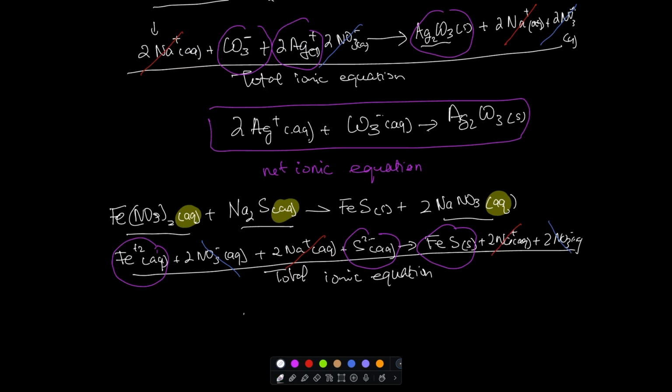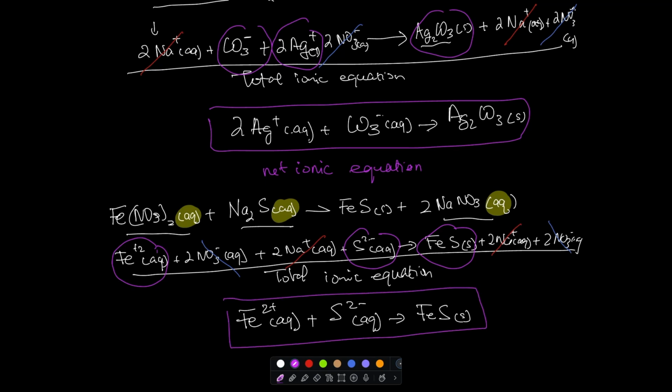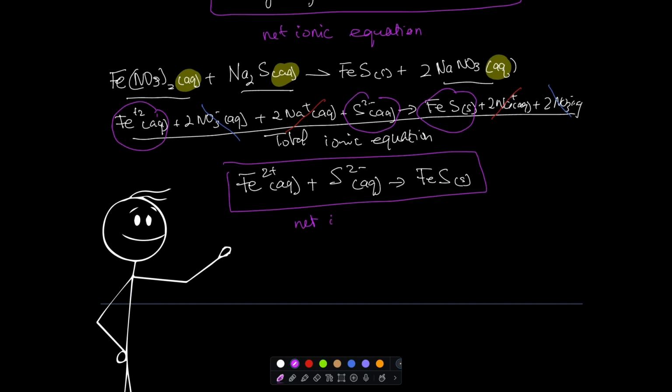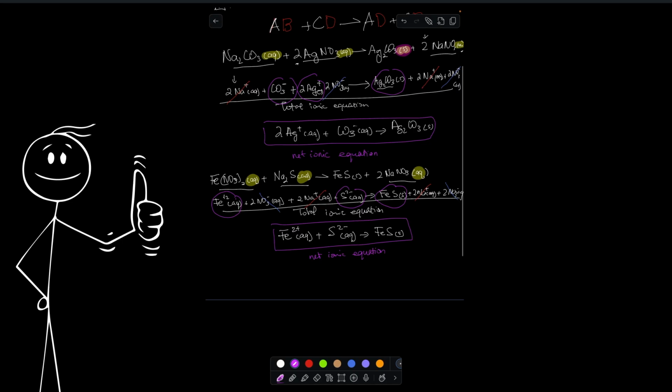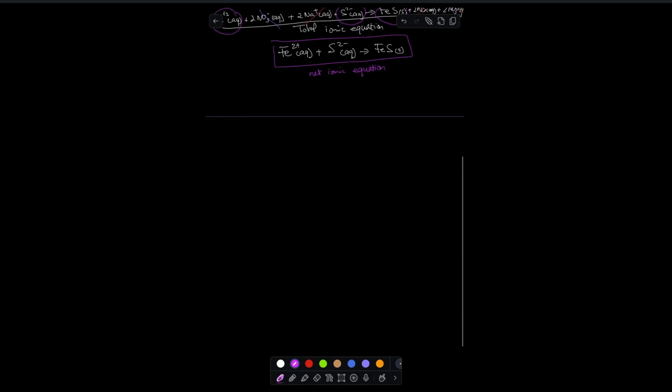So when we put it together, we get iron 2 plus aqueous plus S2 minus aqueous give us FeS solid. And that is, again, my net ionic equation. Do you see how this net ionic equation is already balanced? Wonderful. Time to go to our last and final example.